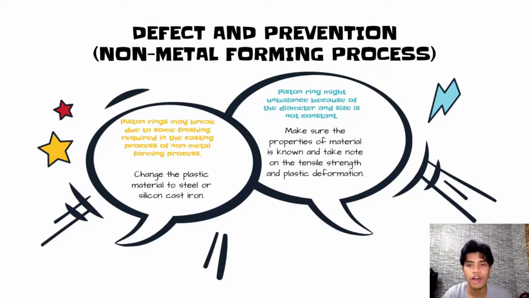After that, a piston ring might be unbalanced because the diameter and size are not constant. To prevent this, make sure the properties of the material are known, and take note of the tensile strength and plastic deformation of the material.